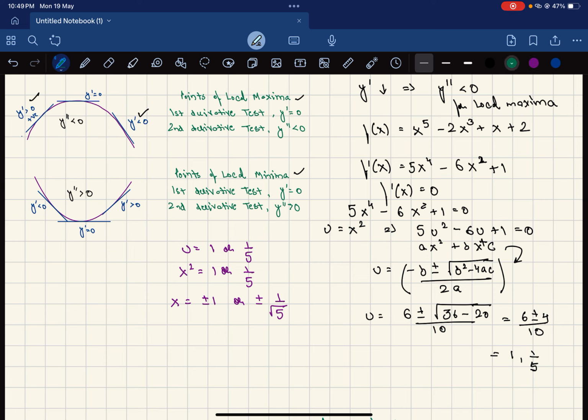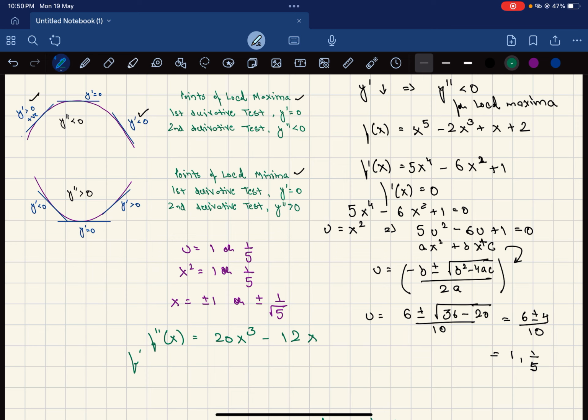For that, we perform the second derivative test. We compute the second derivative. The second derivative of f(x) is the derivative of f dash x, which is 5x^4 minus 6x^2 plus 1. The derivative of 5x^4 is 20x cube, and minus 6x square becomes minus 12x.